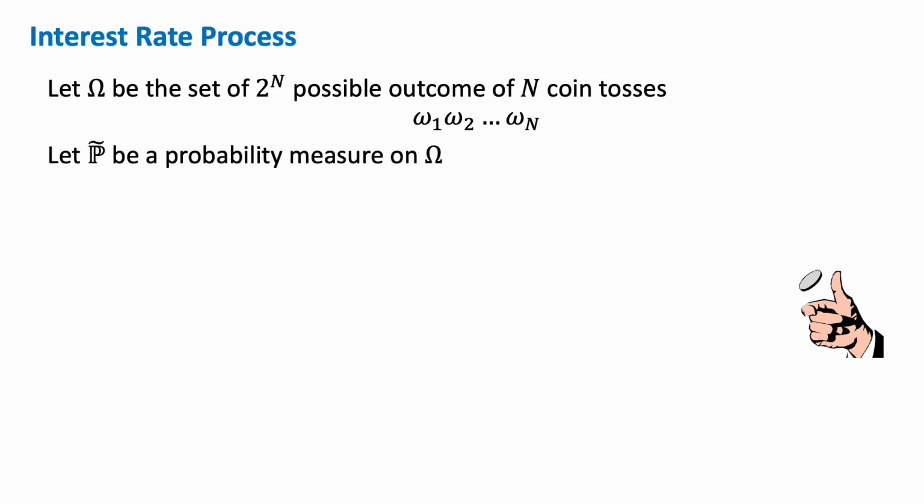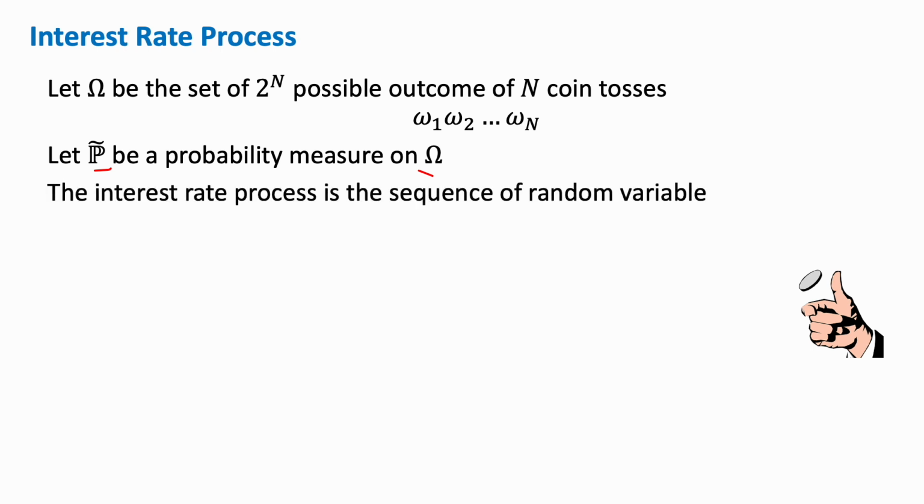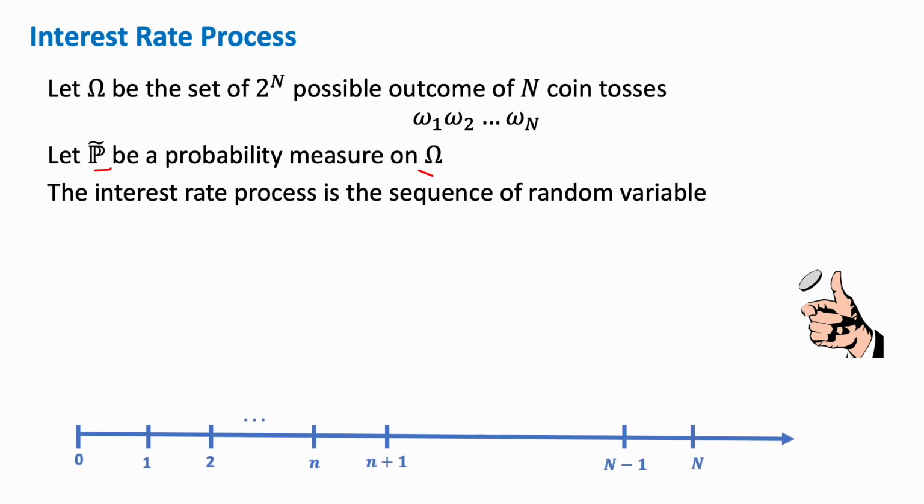So we can define then a probability measure on this universal omega. And the interest rate process is simply a sequence of random variables. And I have here the timeline to help us maybe visualize a little bit while we're going through this definition. So it's a sequence of random variables R0, R1 up to Rn minus 1. And as you can note here, we have n number of R's here, where R0 is not random.